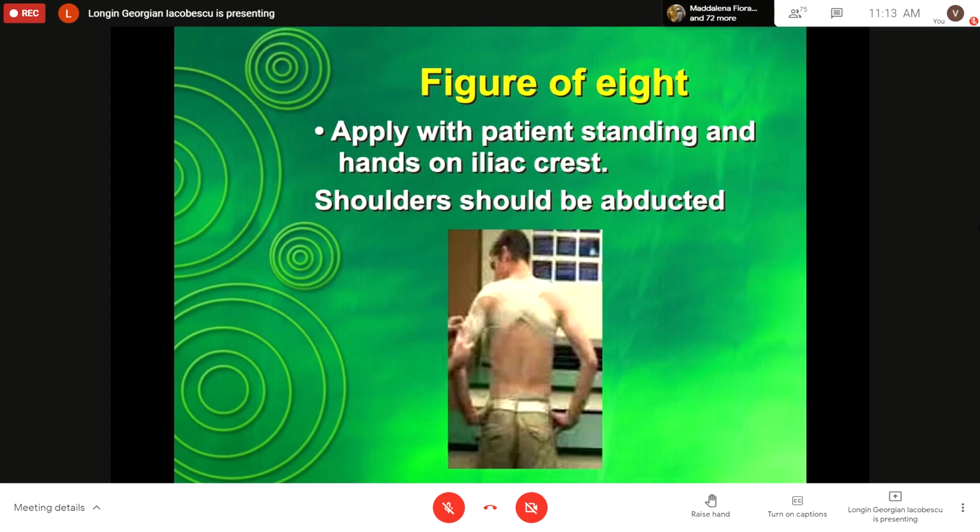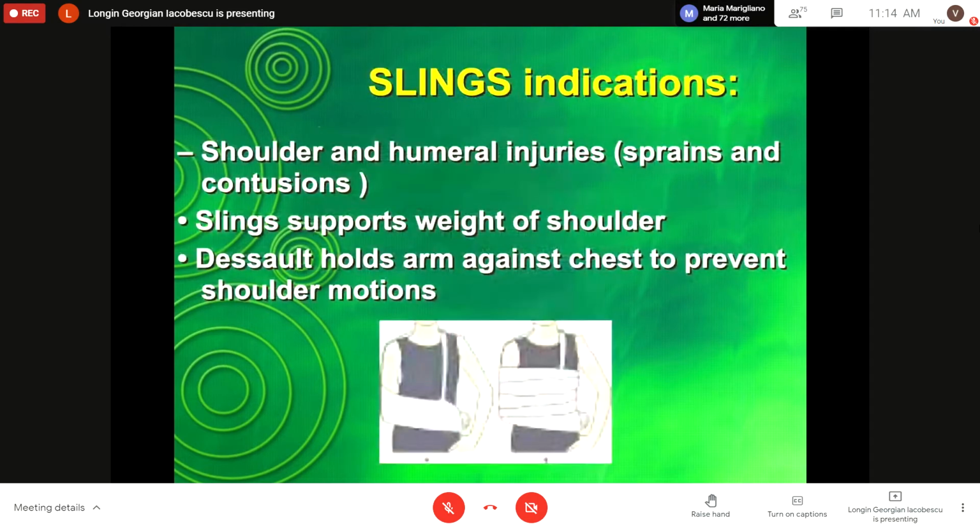The applying method of the figure of 8 bandage is to hold the patient standing with the hands on the iliac crest, and the shoulders should be abducted, as I told you.